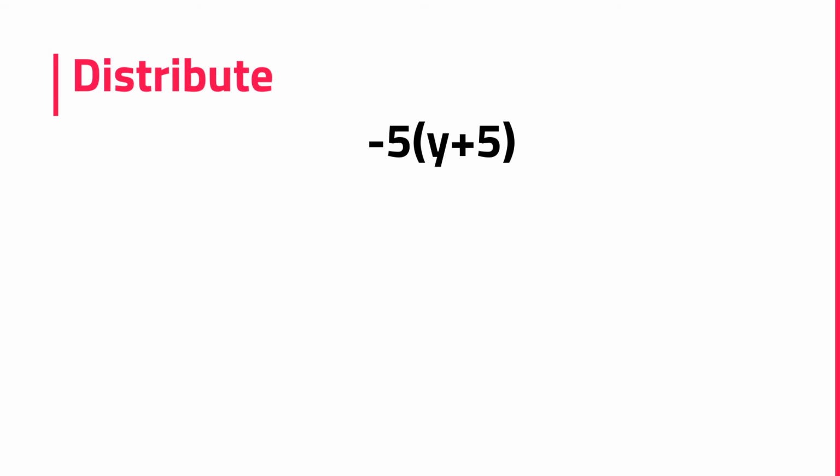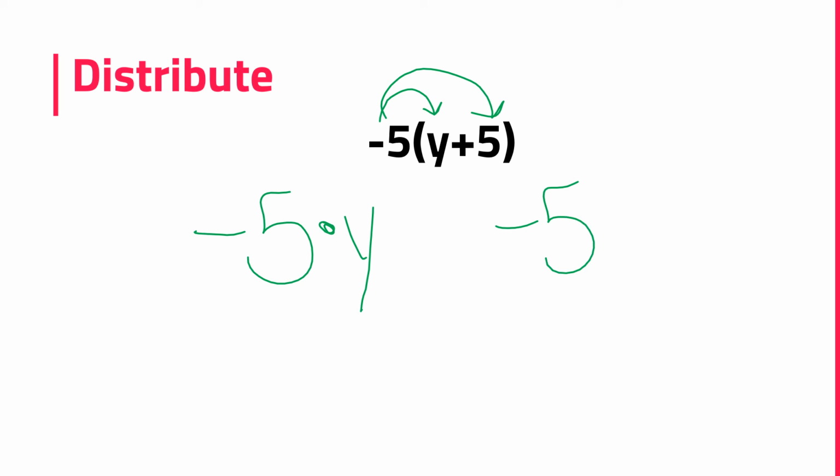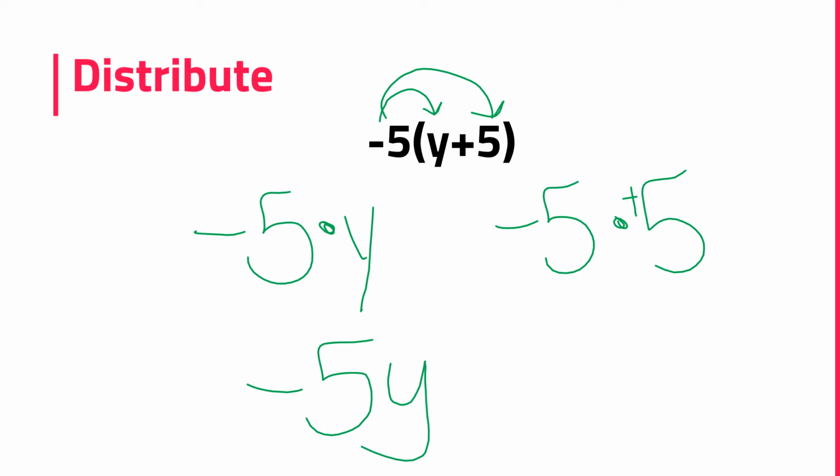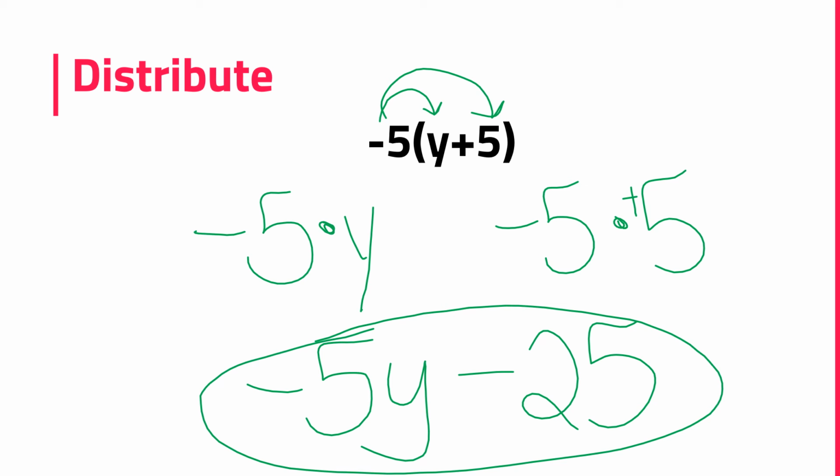All right, let's move into distribution. So we're going to distribute what's on the outside of parentheses in. You wouldn't write this down, but let me show you what this means. It means -5 times y, and it means -5 times +5. See how I got that? So if I multiply -5 times y, I've got -5y, and 5 times 5 is 25, and negative times a positive is a negative. So I create an expression.